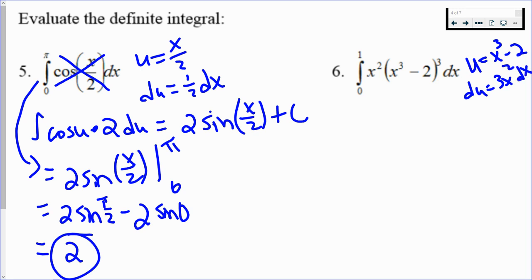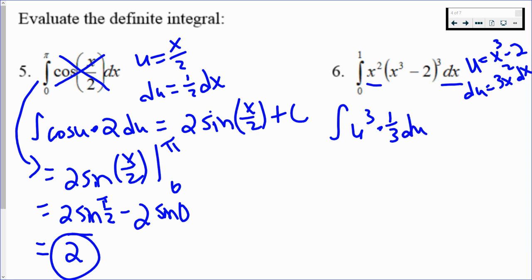Now if we rewrite in terms of u, this x cubed minus 2 to the third is u to the third. Then we have x squared dx left. Think about what that is. That's 1 x squared dx. That's a third of the du. So we have times 1/3 du.